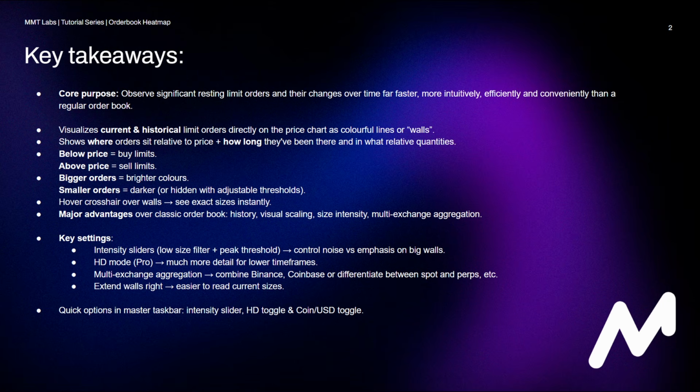The major advantages over a classic order book include the fact that it has history, visual scaling, size intensity, and a multi-exchange aggregation. Key settings for the Order Book Heatmap include the intensity sliders, allowing you to control noise versus emphasis on big walls. The HD mode, toggle between more and less granularity. Multi-exchange aggregation, combine different exchanges and exchange types. And the Extend Heatmap option, which allows you to read current prices more easily. And don't forget the quick options in the master taskbar, change settings for the indicator on the fly.